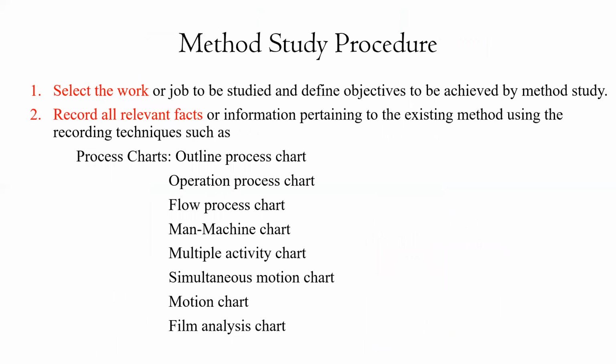So this is the method study procedure we have. First, we need to select. That is whatever we discussed with the flow chart, in detail. First, we select the method study, and we record all the relevant facts, and we represent them in process charts like outline chart, operation process chart, flow chart, man machine chart, multiple activity chart, stimulus motion chart, motion charts, and film analysis chart. So there are different process charts we have. These process charts will be used.